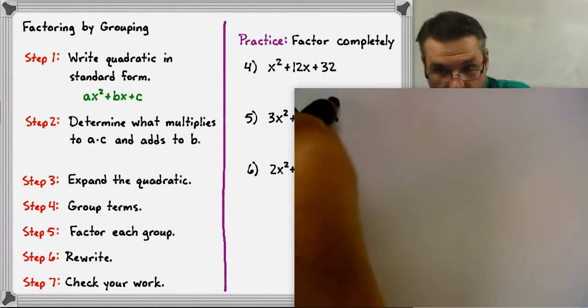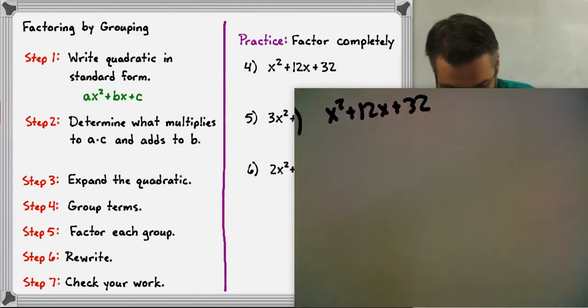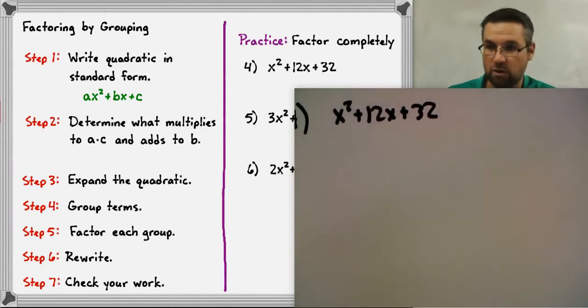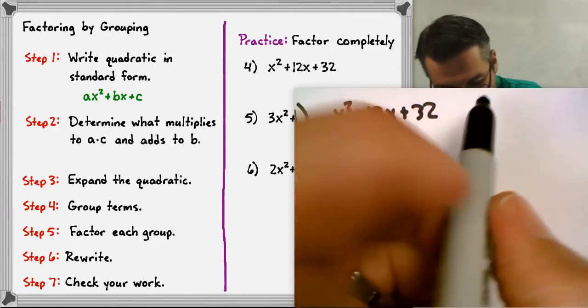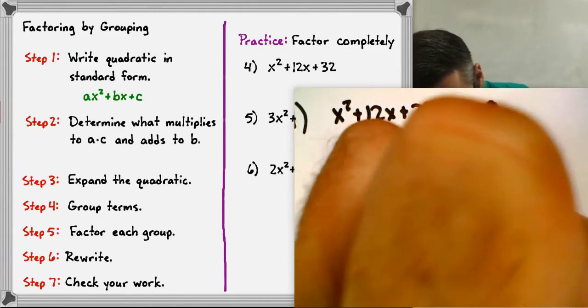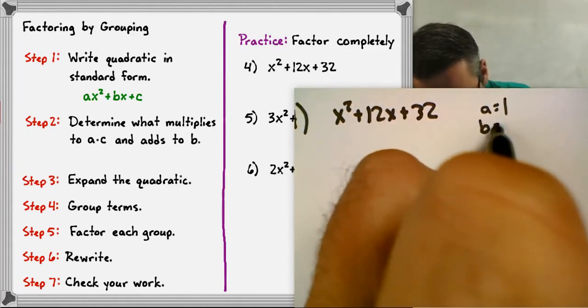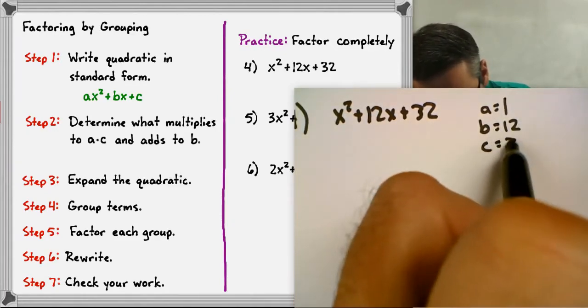we have x squared plus 12x plus 32. Well, let's go through the steps. Step 1 says write this in standard form. It already is. So that's good. Next step is to identify our A, B, and C values. So in this case, A is 1, B is 12, and C is 32.